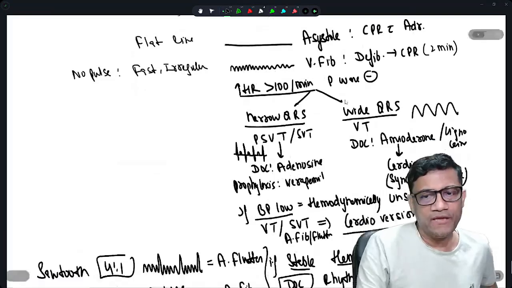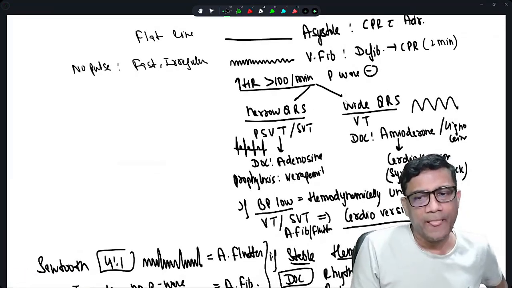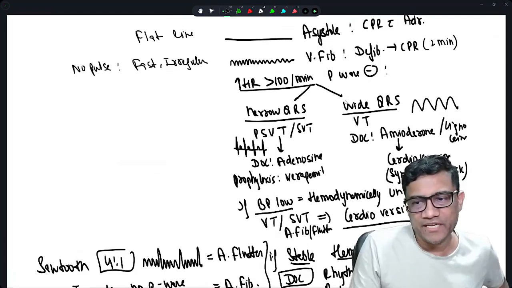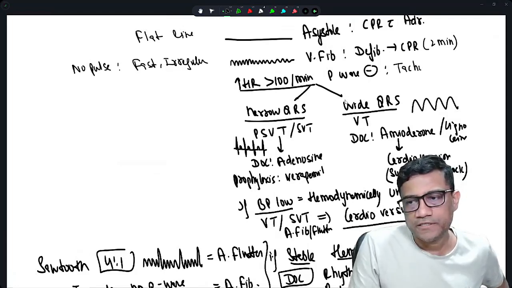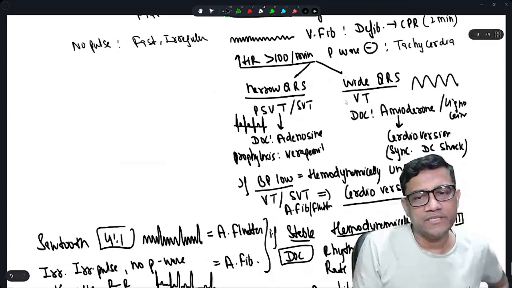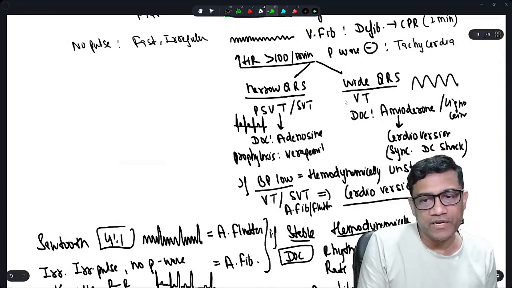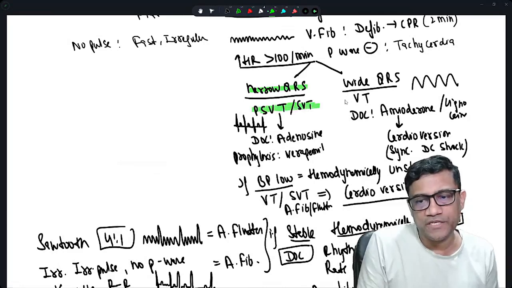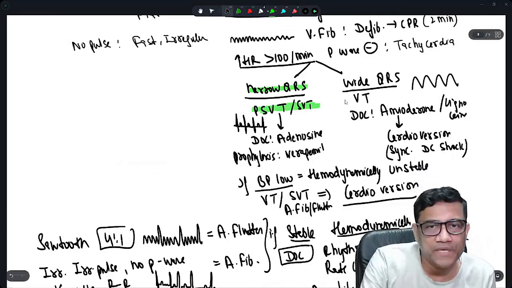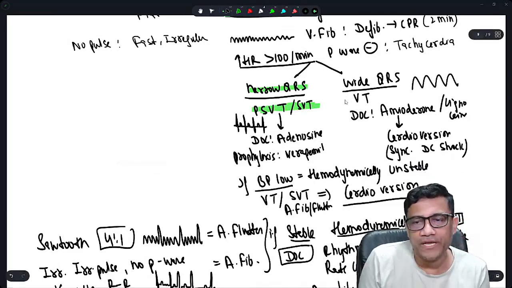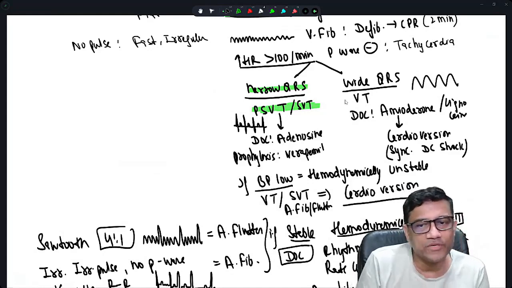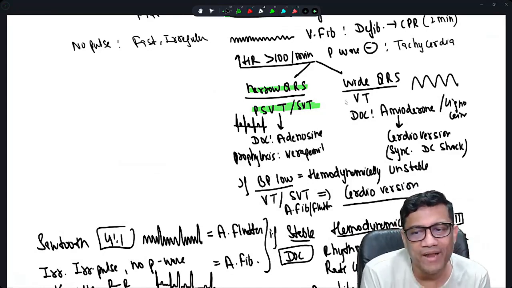If heart rate is more than 100 and P wave is absent, it's a tachycardia. And if it is narrow QRS, narrow QRS is PSVT or SVT. So PSVT or SVT. Drug of choice is adenosine, prophylaxis verapamil.